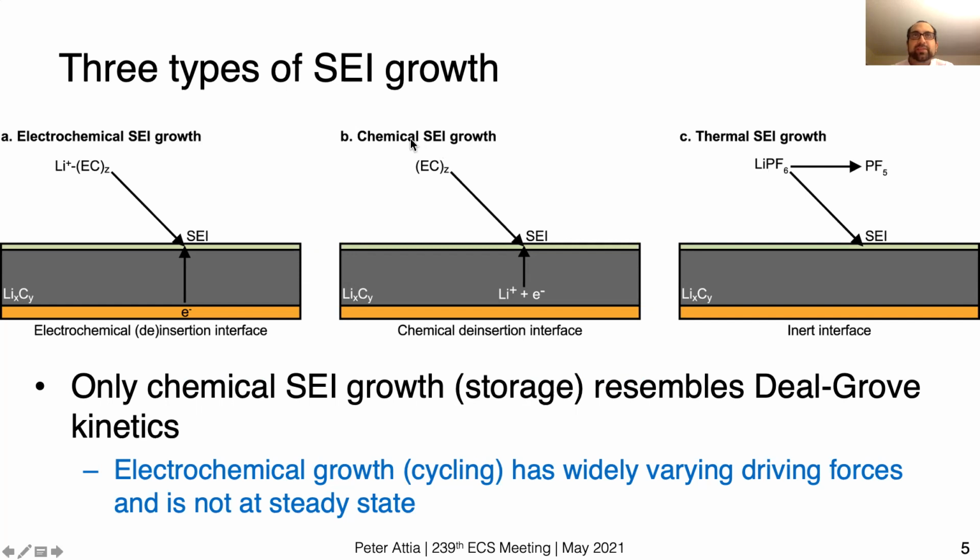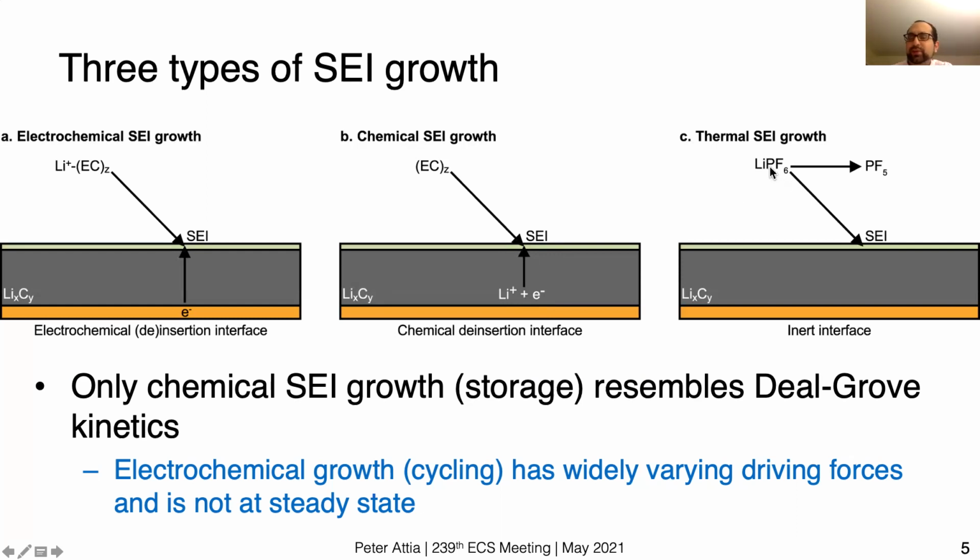Second type of SEI growth is chemical SEI growth. So this is a chemical reaction where the lithium ions and the electrons are coming from the same source. They're essentially a neutral lithium in the carbon electrode, and they're reacting with EC to form SEI, or whatever solvent that they're reacting with. So this is basically a chemical deinsertion interface because the lithium ions are deinserting from the electrode and reacting to form more SEI.